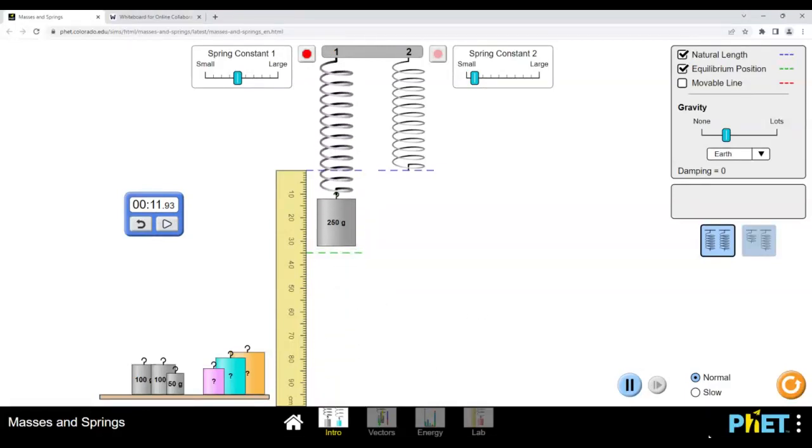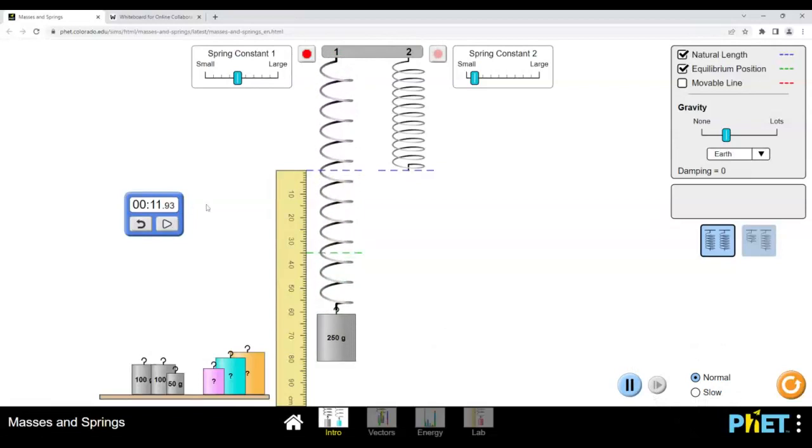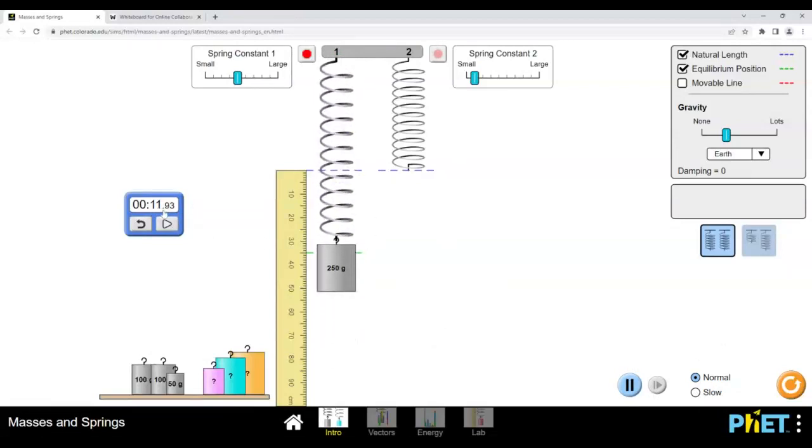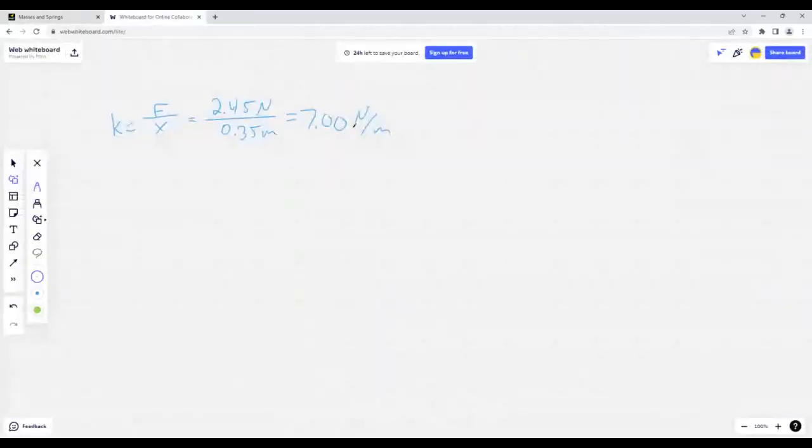All right, so probably would have been easier if I'd followed the instructions from earlier and put this in slow mode, but obviously it takes a lot longer. So I got 11.93 seconds. On my previous trial, I got 11.87. Those are very, very close. So let's run through this information. It's worked twice already, so I'm really hoping it's going to work one more time. But we want to see if we can find the spring constant using the time.